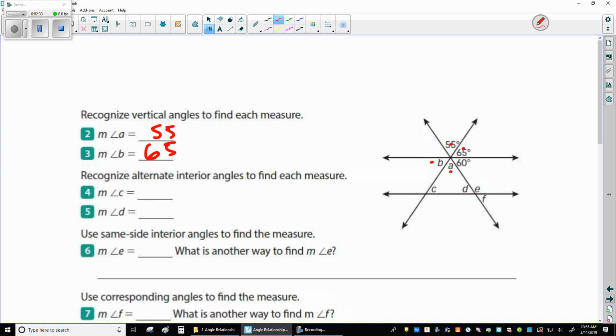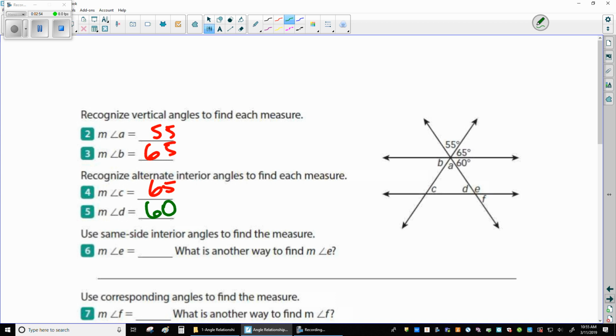And then alternate interior for C and D. So let's take a look at C and D. If it's alternate interior, that's the pits of the Z. So C should have been 65. D should have been 60.